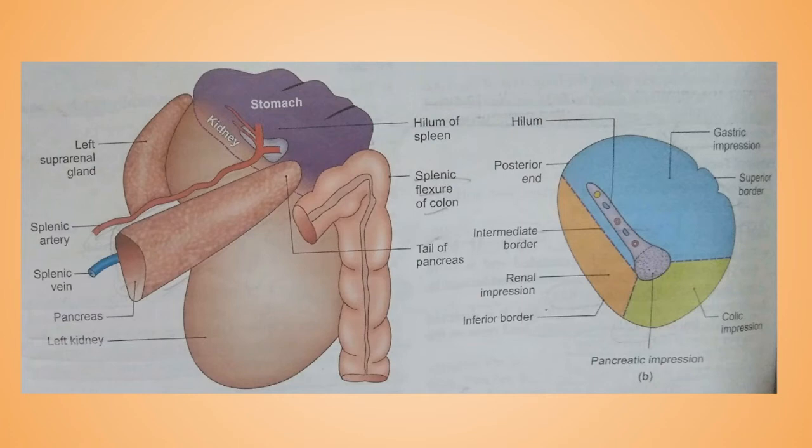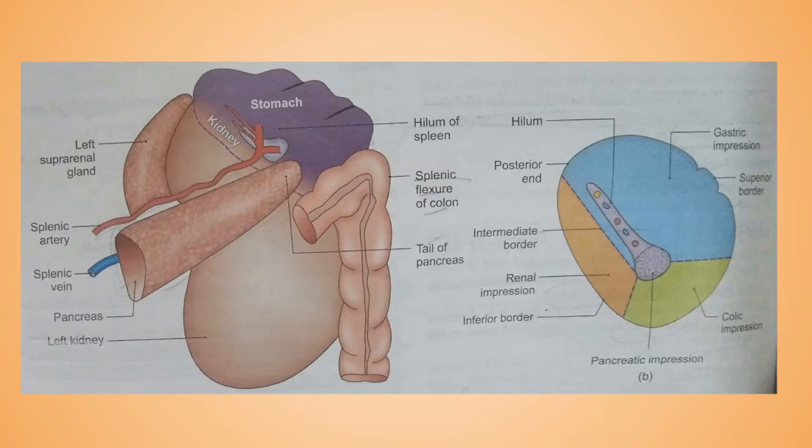The colic impression for the splenic flexure of the colon occupies a triangular area adjoining the anterior end of the spleen. Its lower part is basically related to the phrenicocolic ligament. The pancreatic impression for the tail of the pancreas, of course, lies between the hilum and the colic impression. And the hilum lies on the inframedial part of the gastric impression along the long axis of the spleen. It basically transmits the splenic vessels and nerves and provides attachment to the gastrosplenic and the lienorenal ligaments.